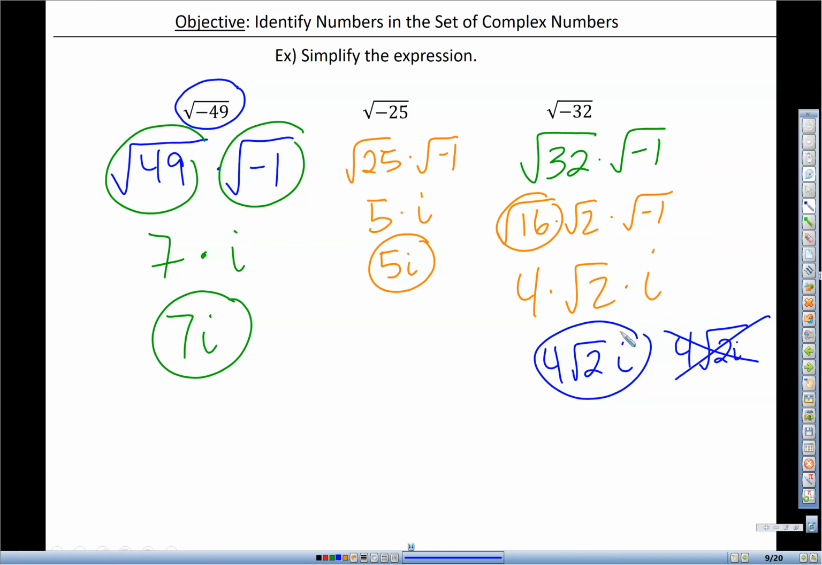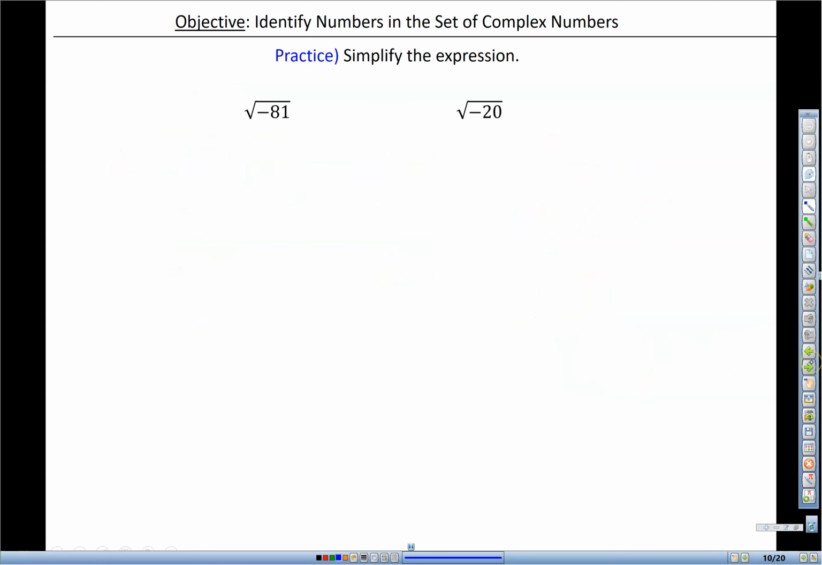All right. So now we've got a couple of practice problems. I encourage you to pause the video here, try each of these problems, and then come back when you're ready to check your answers. All right, let's take a look at the answers. So the square root of negative 81, you should have come up with 9i. And then the square root of negative 20, 20 is not a perfect square, but it does have a perfect square factor of 4, which becomes 2. The square root of 5 stays the square root of 5, so you end up with 2 root 5 i.